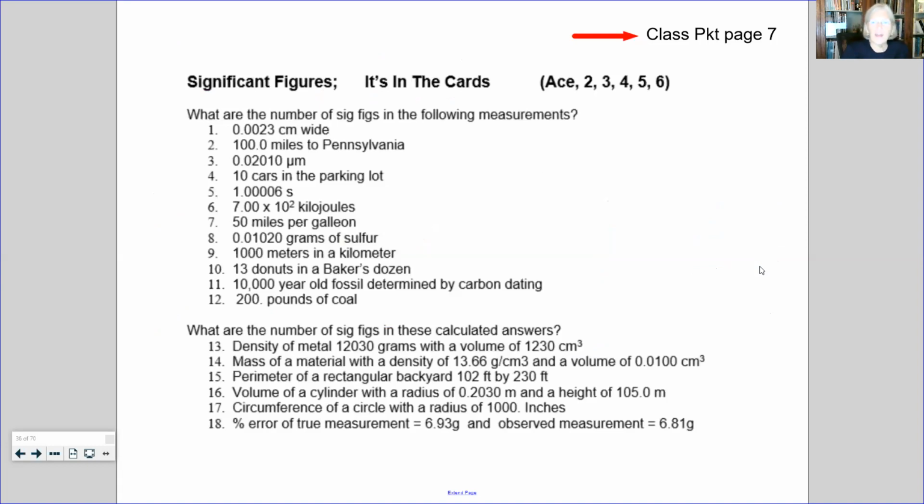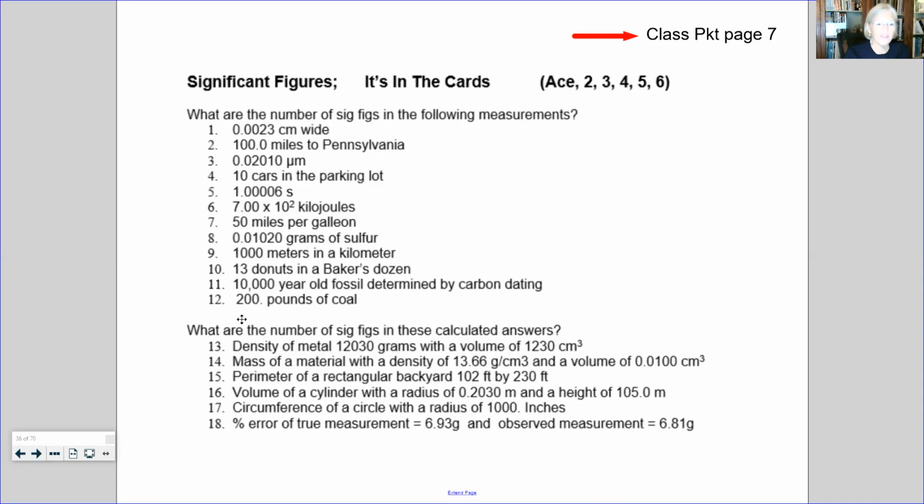Now here I have on page 7 in the class packet, lots of sig figs for you to practice. I'm going to recommend that right now you pause this video and you go through and quickly write down the number of sig figs in all these numbers. When you're done doing that, go to Schoology and check your answers. If there are any of those sig fig answers that you've gotten wrong, you need to find the problem.